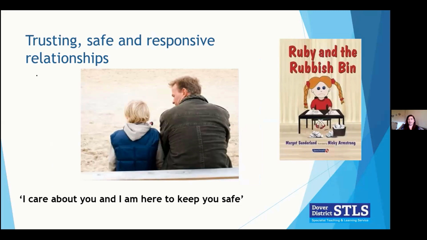So key to attachment is trusting, safe and responsive relationships. On the screen I've put a quote that I say a lot: I care about you and I'm here to keep you safe. So when the child's displaying levels of behaviour that are inappropriate, your response is that I care about you and I'm here to keep you safe.